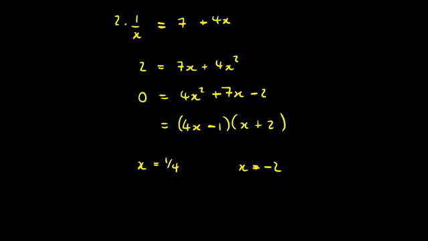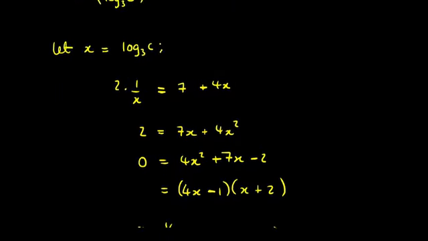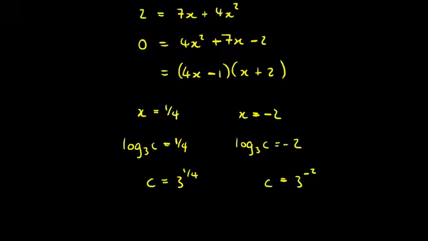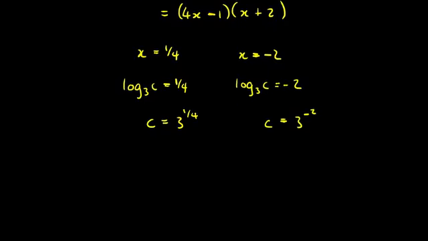Now, of course, we know that x is actually equal to log base 3 of c. That was our substitution. So log base 3 of c is equal to 1/4, and log base 3 of c is equal to -2. If we do this, then c is going to equal 3 to the power of 1/4, or c is going to equal 3 to the power of -2. A power of -2 is the same thing as 1 upon 3 squared, so that's 1 upon 9, and 3 to the power of 1/4 is the 4th root of 3. So we just use a little bit of indices rules there.